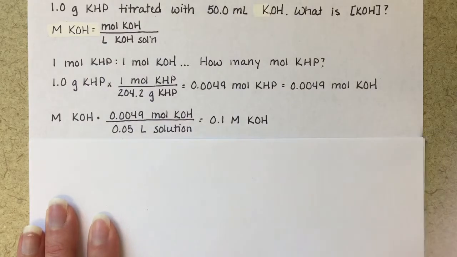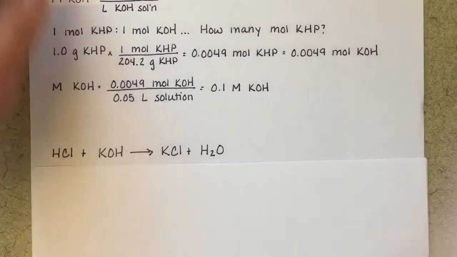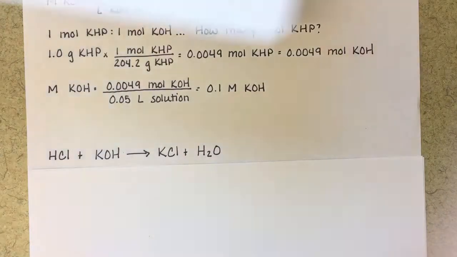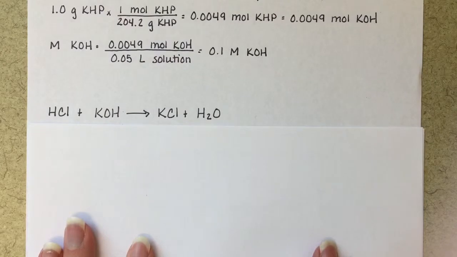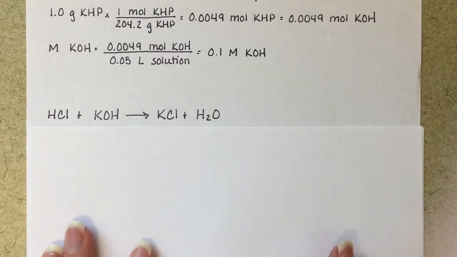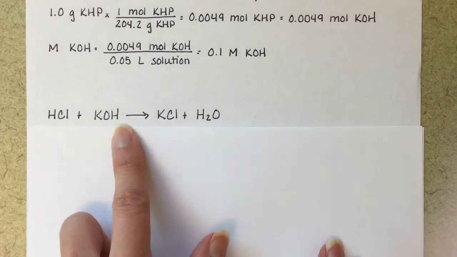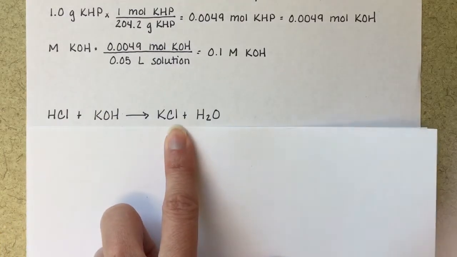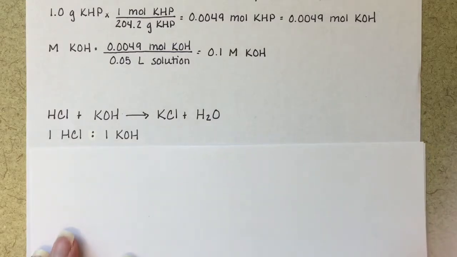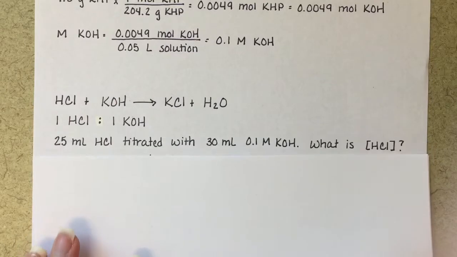So in problem number 4 of your pre-lab, you are asked a very similar question. In order to understand this question, which has to do with titrating HCl with KOH, the first thing that we want to do is look at the balanced equation. HCl reacts with KOH in a 1-to-1 ratio to make KCl and water. Again, a 1-to-1 ratio between HCl and KOH.